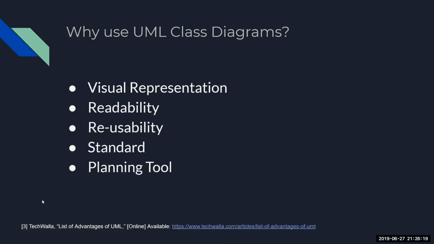Next, let's discuss why a developer would want to use UML. First, UML is a visual representation. To understand a program, it is essential to understand what each class object does, the information it stores, and how it relates to other classes in the program. By showing this information in a diagram, it is easy to understand and visualize a program's relationships.